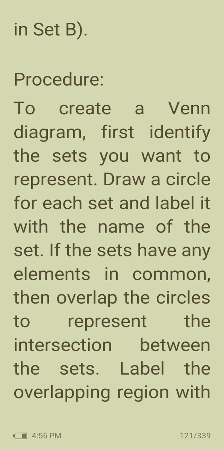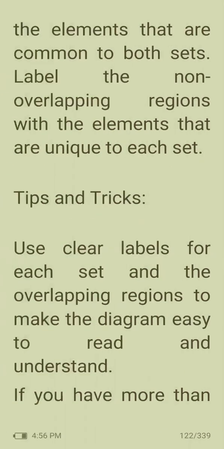To create a Venn diagram, first identify the sets you want to represent. Draw a circle for each set and label it with the name of the set. If the sets have any elements in common, then overlap the circles to represent the intersection between the sets. Label the overlapping region with the elements that are common to both sets. Label the non-overlapping regions with the elements that are unique to each set.